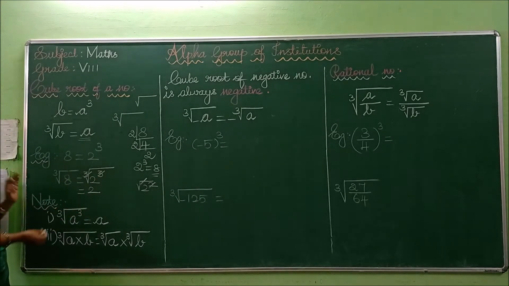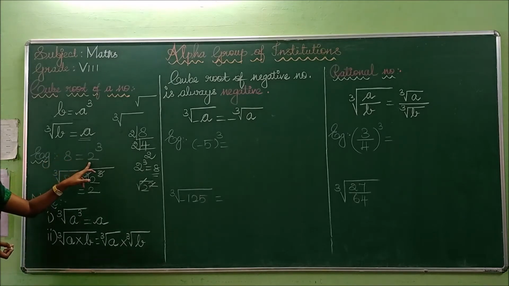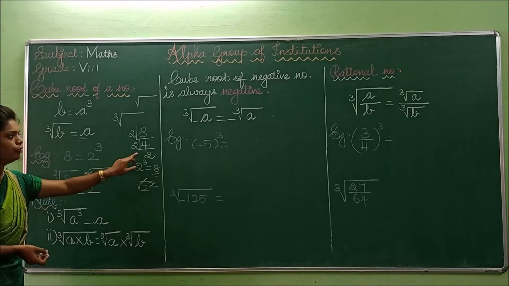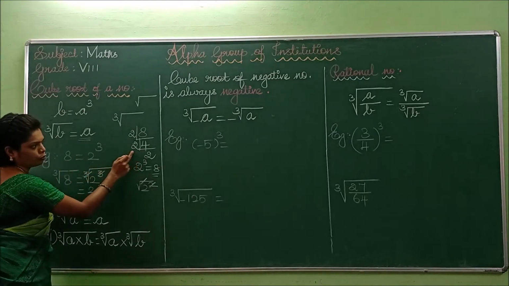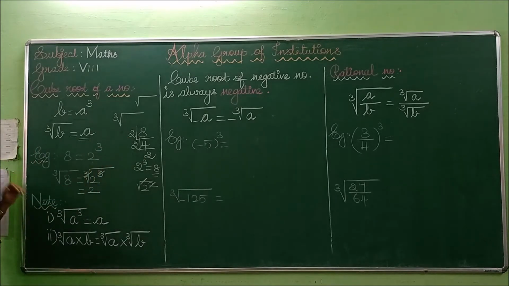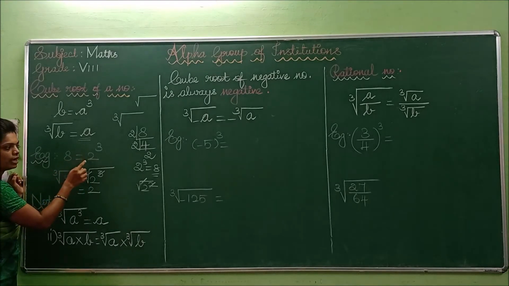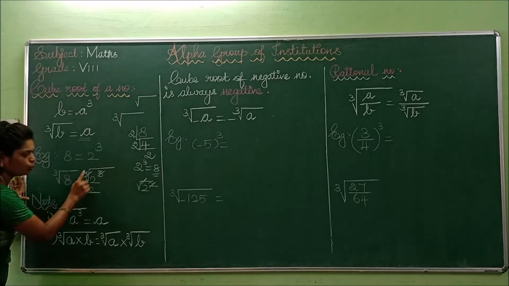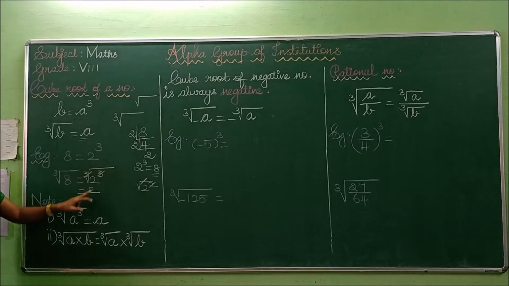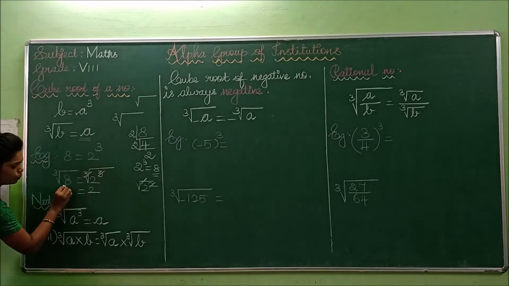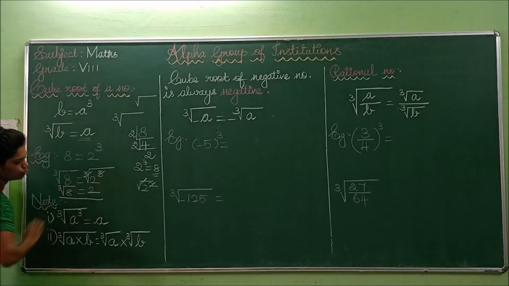Can you understand? If you want to write the value 8 in the form of a cube, it is 2 to the power 3. If you write 2 three times, you will get the value 8. 2 into 2 is 4, 4 twos are 8. Now we are going to find the cube root of this 8. 8 is 2 cube, so cube root of 2 cube. The cube root and the cube will be cancelled. The remaining term is 2. So, the cube root of 8 is 2.